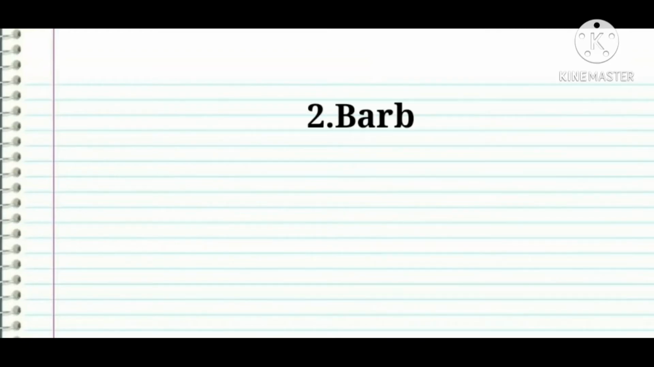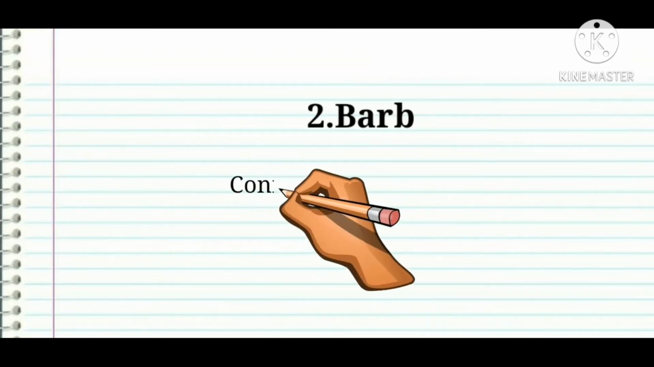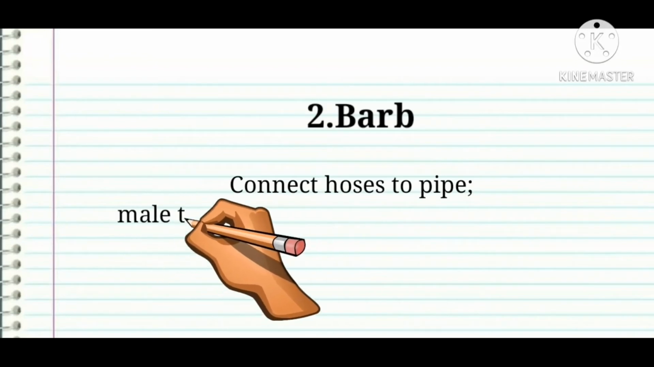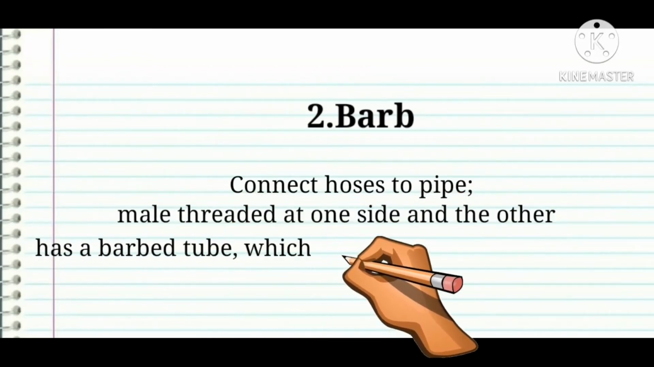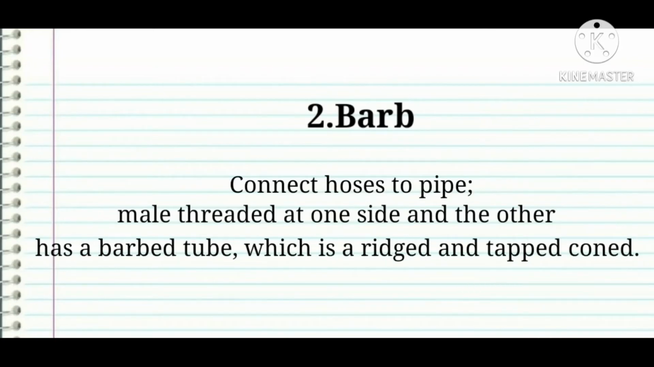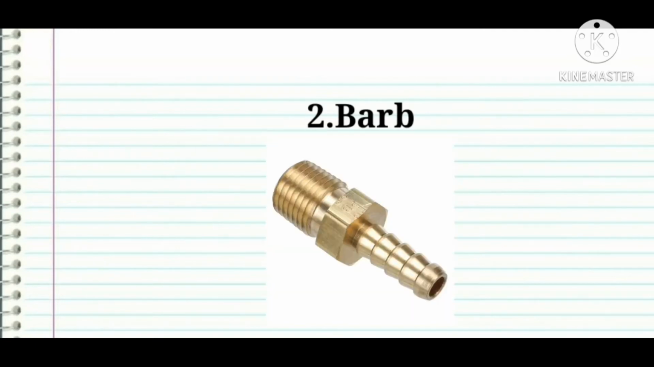Number 2, the barb. Connects hoses to pipe, male threaded at one side and the other has the barb tube, which is ridged and tapered. Madalas ginagamit ito sa extension ng hose pipe na kapag mas maliit ang butas ng hose sa ating piping main source.